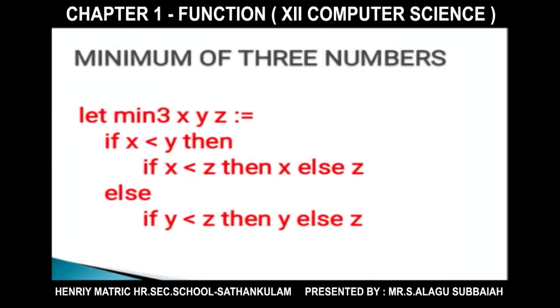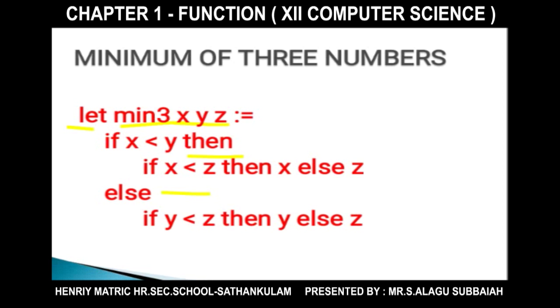Here I'm giving an implementation of a function for the minimum of 3 numbers. Here we are finding the minimum of 3 numbers. So the name of the function is min3 and the 3 parameters are x, y, z. We start this function with the keyword let. First we check the x value with y. Suppose if the x value is less than y, then we again check whether the x value is less than z.